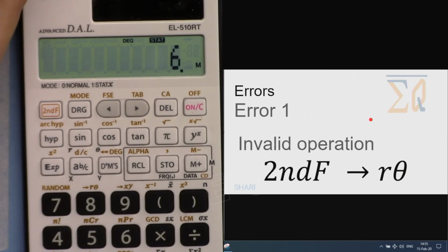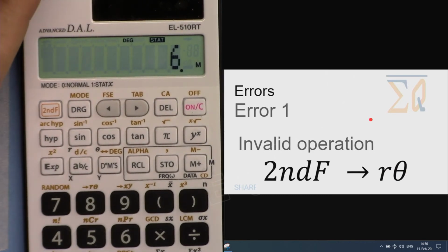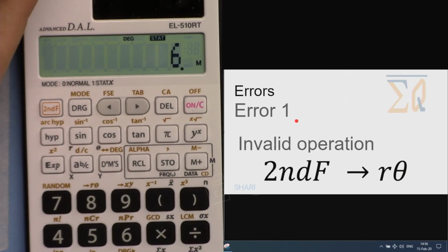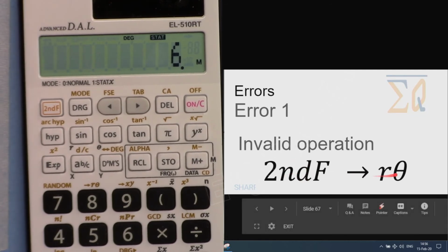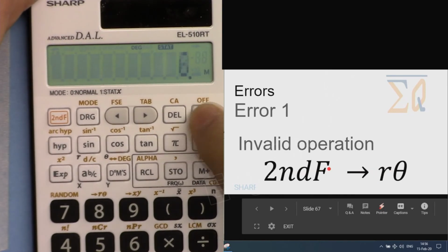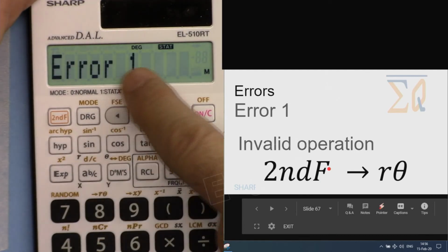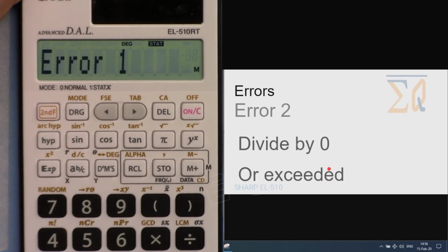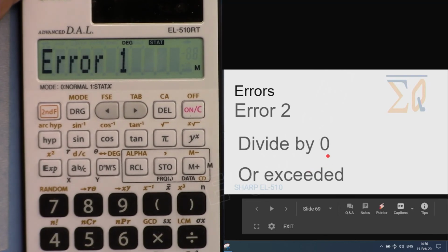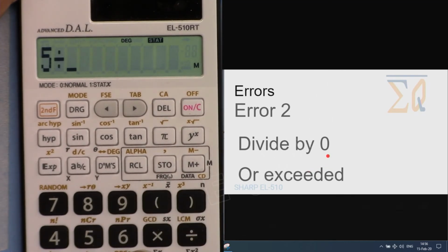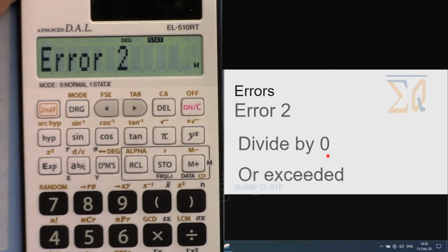So now let's have a look at the errors that you're getting. For example, if you get error 1, it's an invalid operator. It means, let's say you did not enter any value and you want to convert it to radius and theta, and you just press second function radius and theta, it will give you error 1. And error 2 happens when you divide something by 0. 5 divided by 0, you will get error 2.